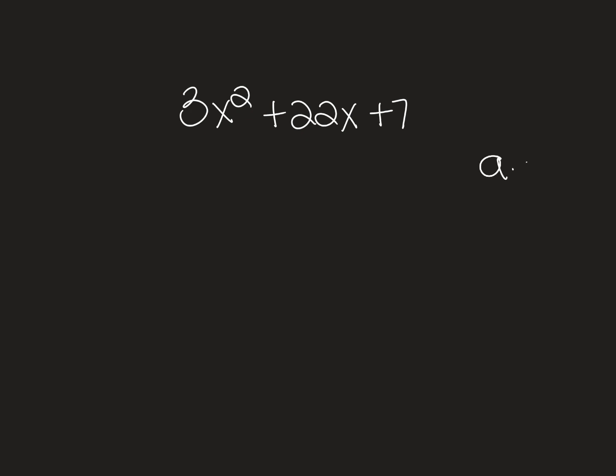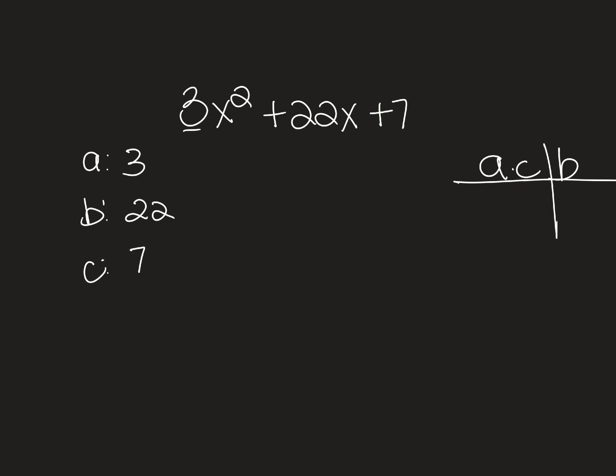Okay, remember our AC and our B method. So the first is I'm going to label out what is my A value. Well, it's here at 3. My B value is 22 and my C value is positive 7. So with my ACB method, I am looking for the factors of what is A times C, 21, and my B value is 22. So I'm looking for two factors that when I multiply them together, they give me 21, but when I add them together, they give me 22.